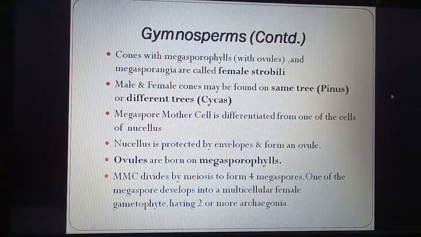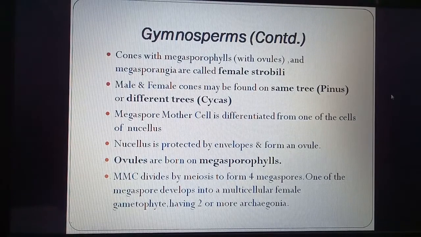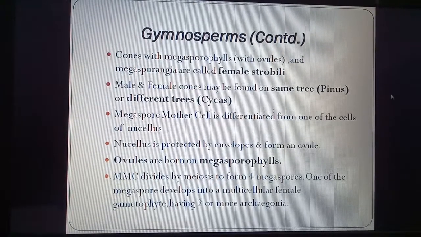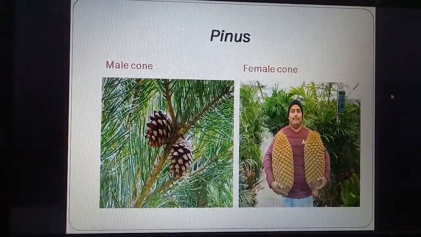The ovules are found on megasporophyll, or large leaves. The megaspore mother cell divides by meiosis and forms 4 megaspores. So each mother cell forms 4 megaspores. One of the megaspores develops into a multicellular female gametophyte. So out of 4, only 1 forms the female gametophyte and it has 2 or more archegonia, or sex organs.